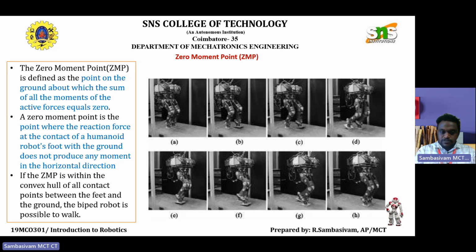If the ZMP is within the convex hull of all contact points between the feet and the ground, the biped robot is able to walk. These are some of the ZMP movements, showing how the robot is transported from one point to another without disturbing the external surfaces while using the several degrees of freedom.